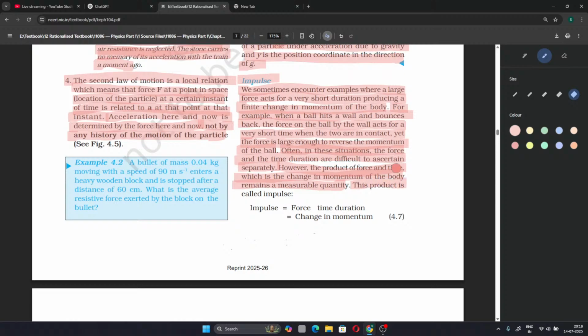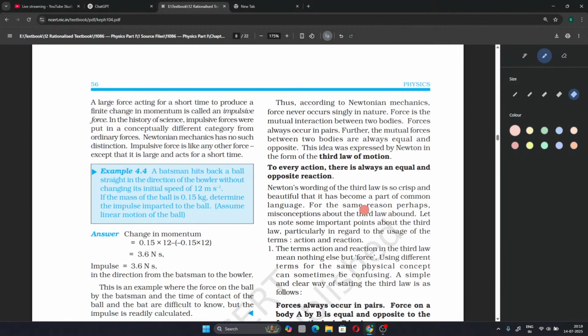And this product of force times time duration is what we call an impulse. Impulse equals force times time duration, or equals change in momentum. A large force acting for a short time to produce a finite change in momentum is called an impulsive force. In the history of science, impulsive forces were put in a conceptually different category from ordinary forces.